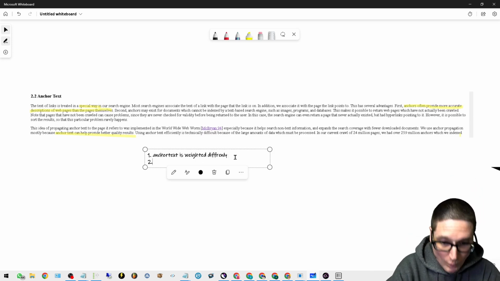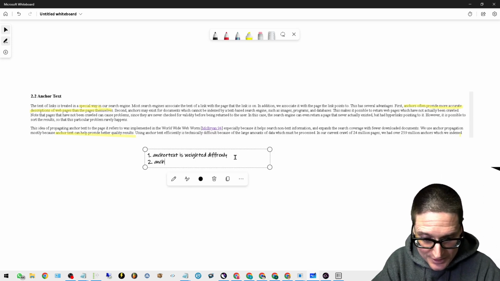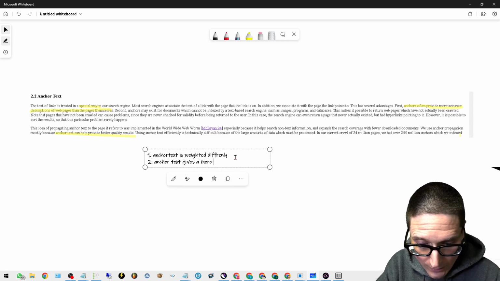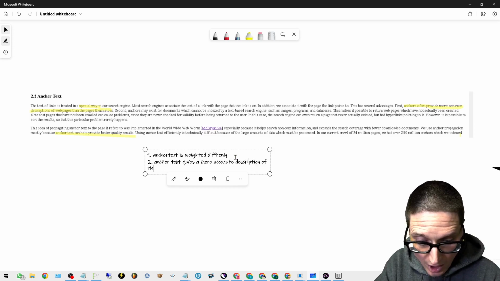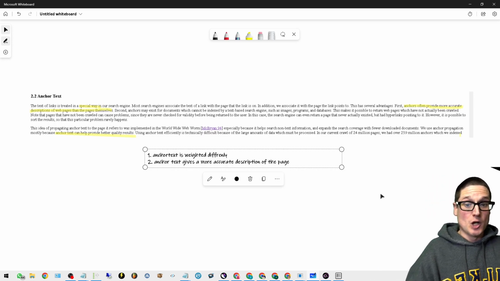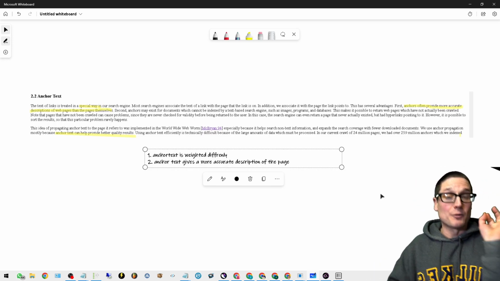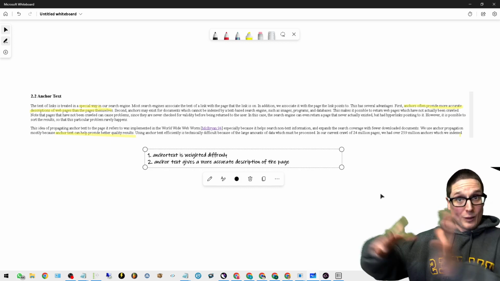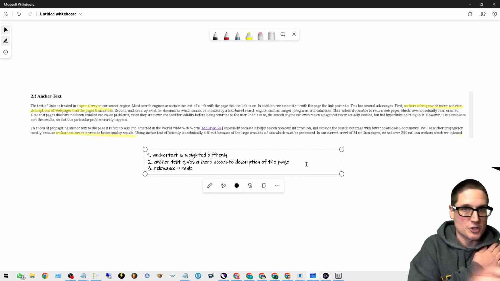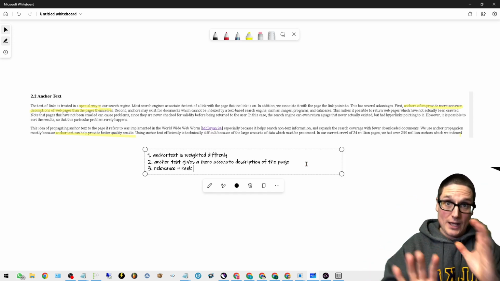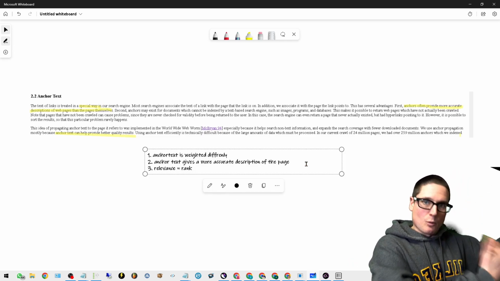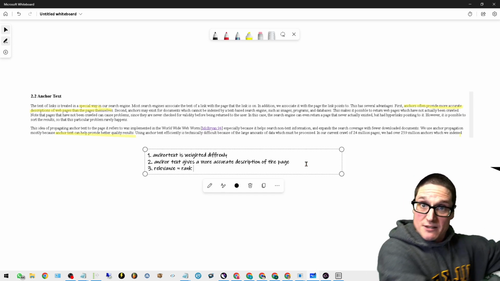Two, what else do we know? Well, we also know that anchor text gives a more accurate description of the page, okay? So we know, one, the anchor text is weighted differently. We know too that anchor text gives a more accurate description of the page, right? And we know that relevance equals rank. And I'll even add that in here. Relevance equals rank, right? When we start talking about entities and LSI, okay? You with me so far? So if we know about entities and LSI, these are common words that are often talked about when talking about a specific topic, right?